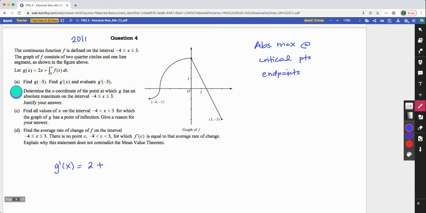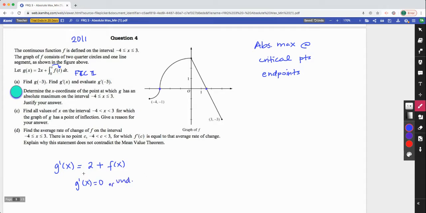So before we continue, let's figure out g prime of x. Remember from the second fundamental theorem of calculus, this will be placed in it when you take the derivative of that. So it'll be f of x, right? So now let's look at the critical points. Critical points will be where your g prime equals 0 or undefined.